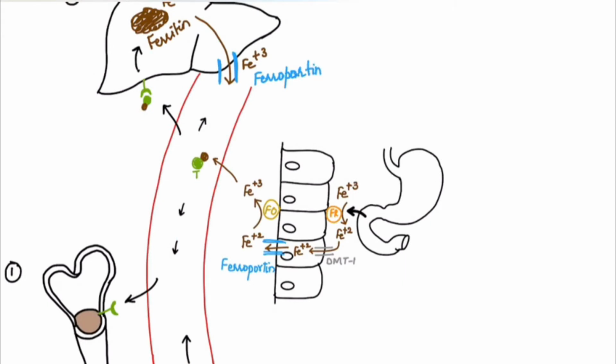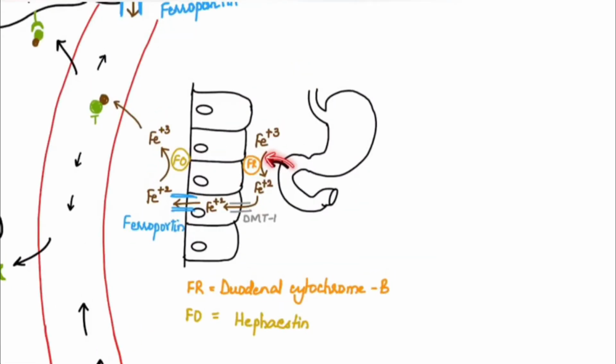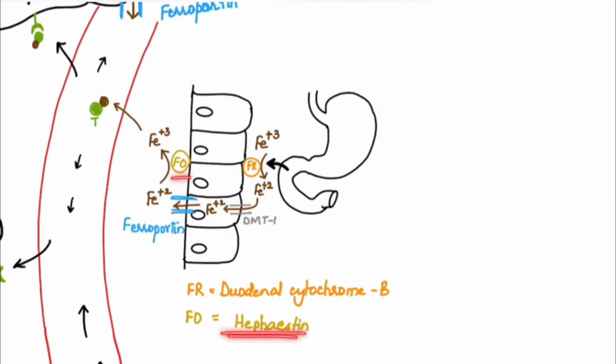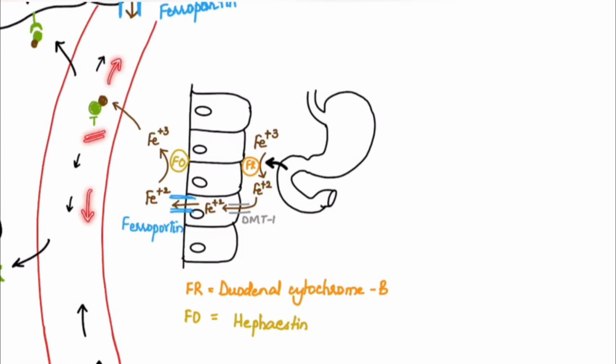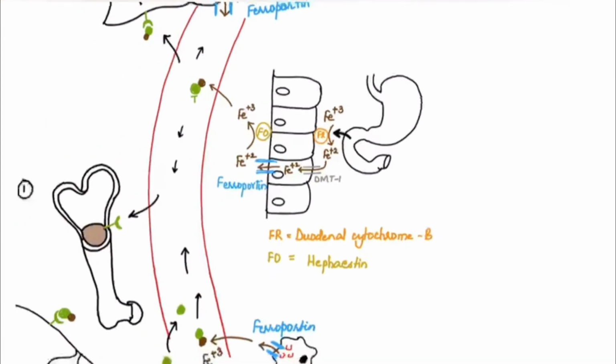So ferric iron is absorbed from the duodenum, is converted by the duodenal cytochrome B to ferrous form, and then through the divalent metal transporter 1 it enters the enterocyte, and through the ferroportin it leaves the enterocyte and is converted back to the ferric form by hephaestin or ferrooxidase. Iron binds to transferrin and circulates till it reaches the target organs having transferrin receptors.